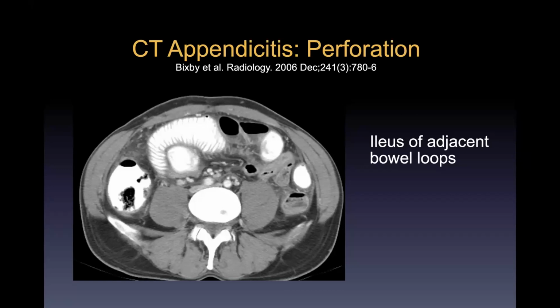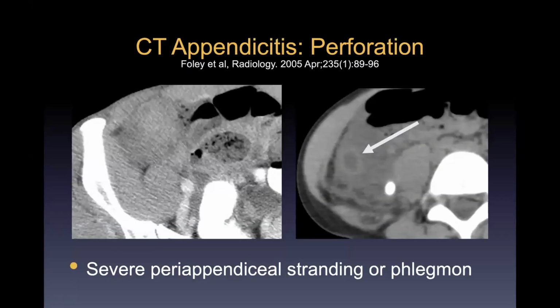So one sign to look for, ileus of adjacent bowel loop. So this patient had a clear appendicitis on a lower image, but this image I'm showing you here, we see these dilated adjacent small bowel loops suggesting severe inflammation, possible perforation.